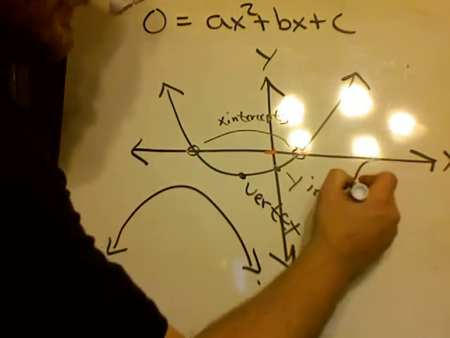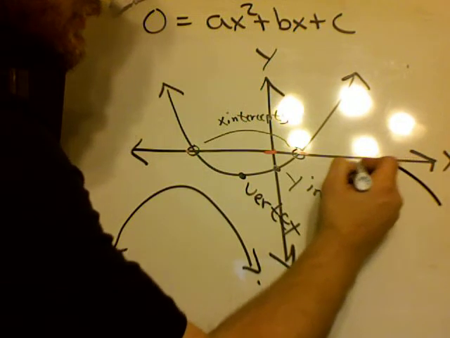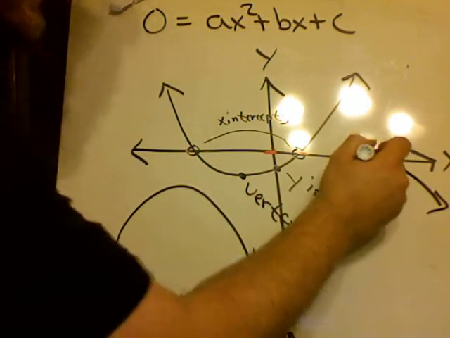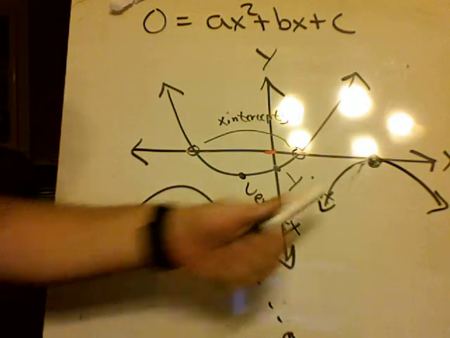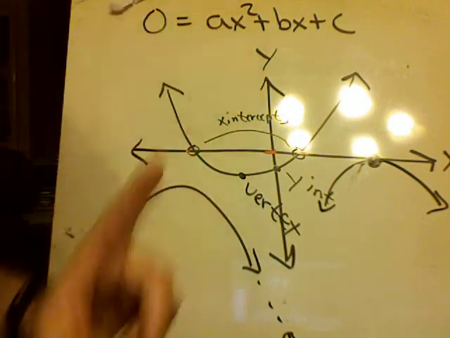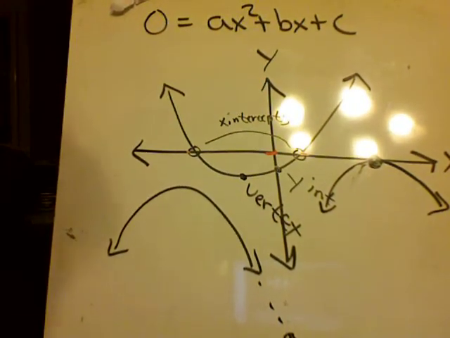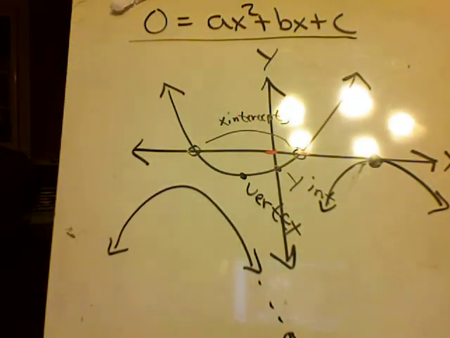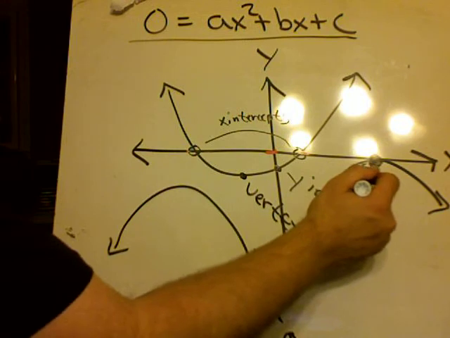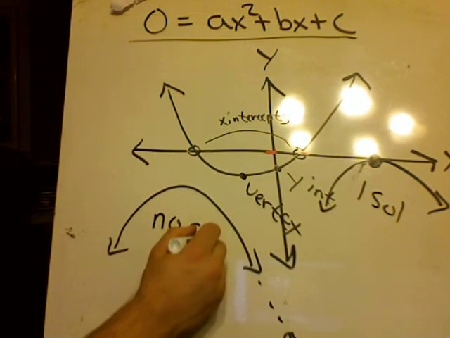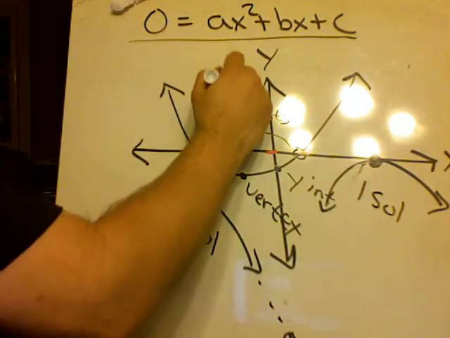It's also possible that we're going to cross it once. If the vertex is touching the x-axis, then it's only crossing the x-axis one time. So when we have a quadratic like this, and we start applying our tools to it, it's possible we're going to come up with one solution, no solutions, or two solutions.